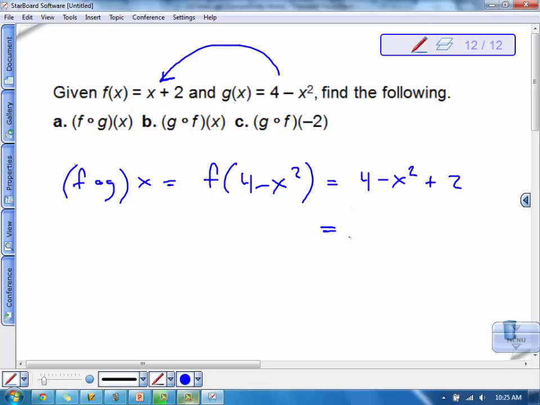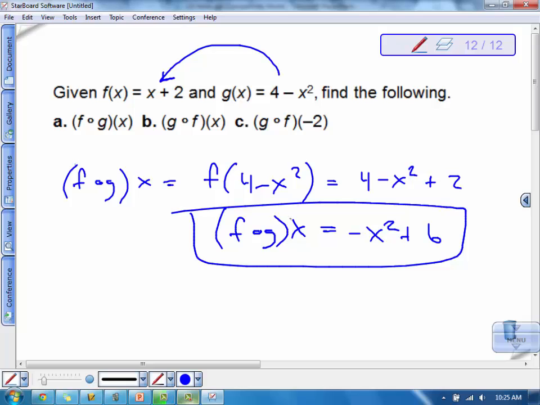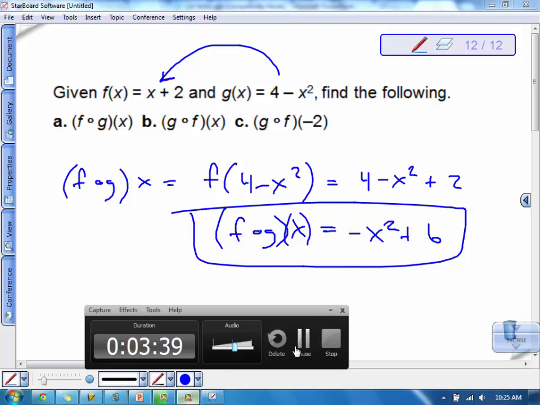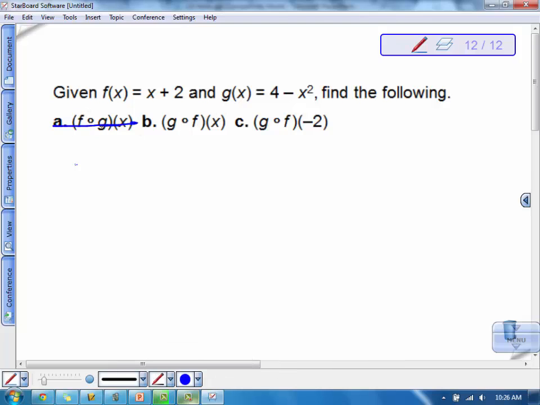And then I can simplify. This is negative x squared plus 6. This is my f of g of x. This is my composition right here. Let's try b then now. So with b, we want to do g of f of x. This is the other way around. We want to take x, stick it into the domain of f, which gives us this.